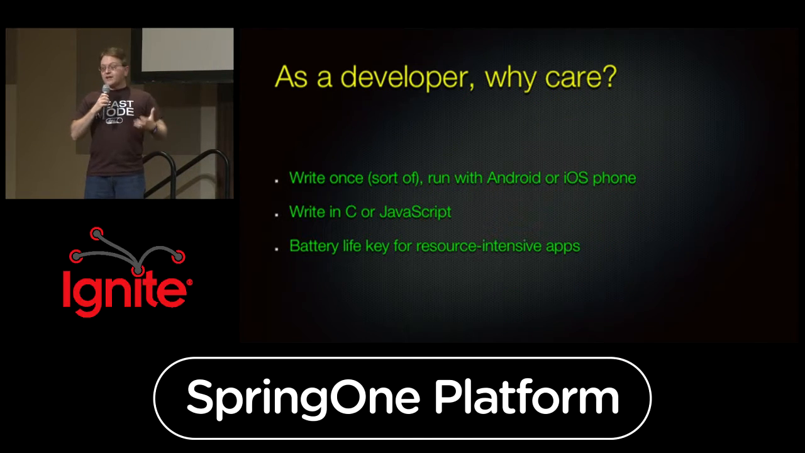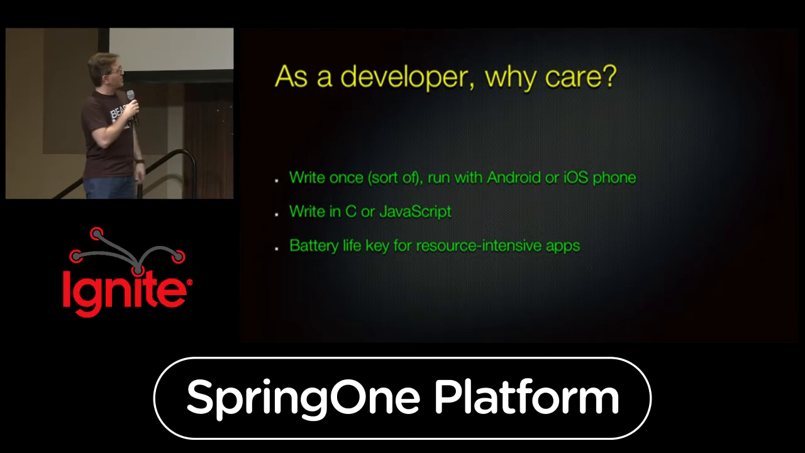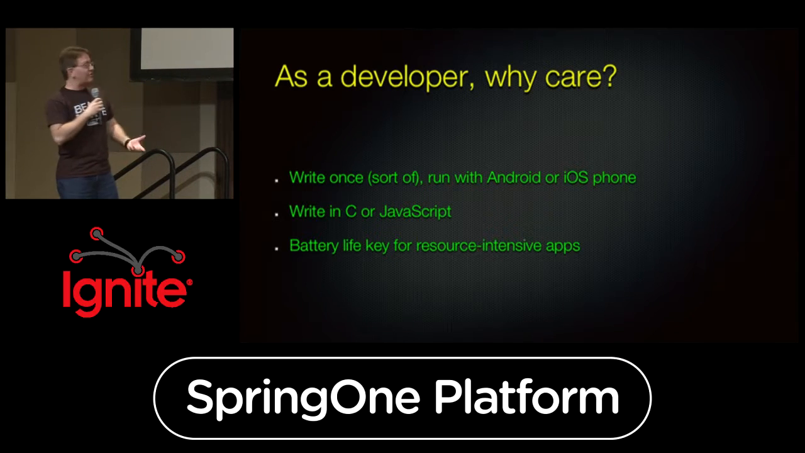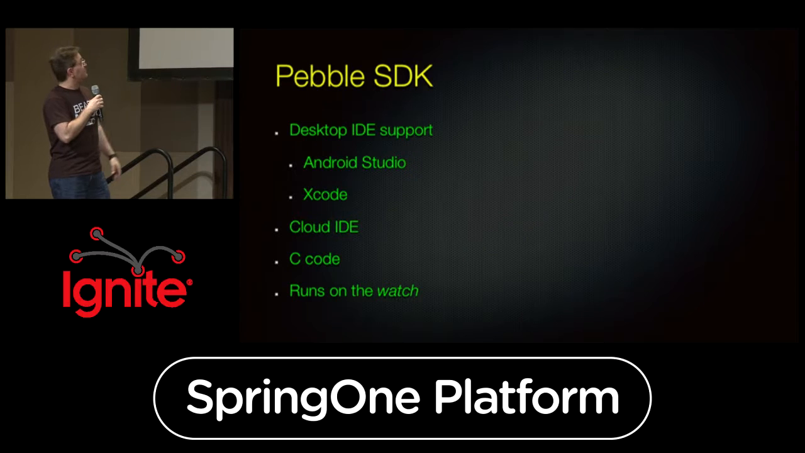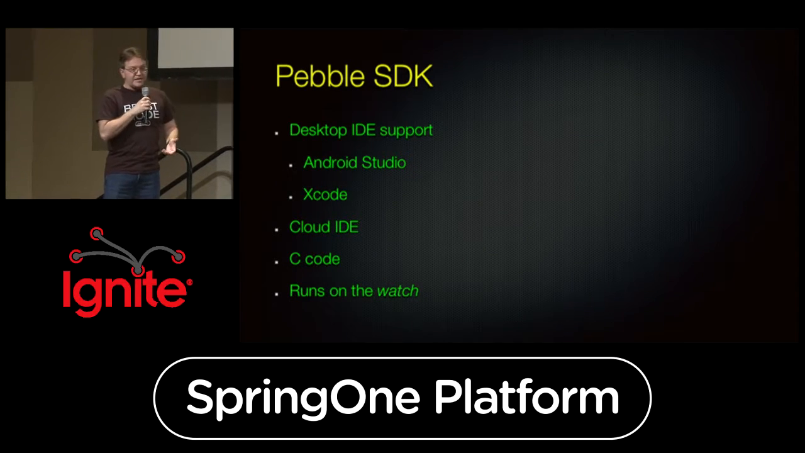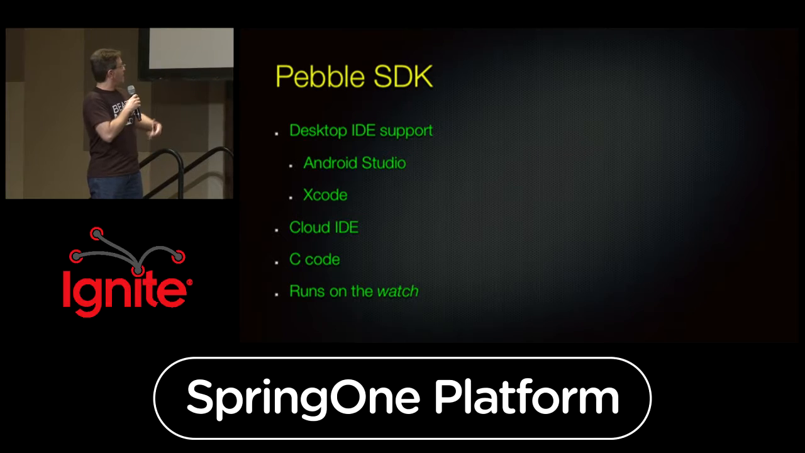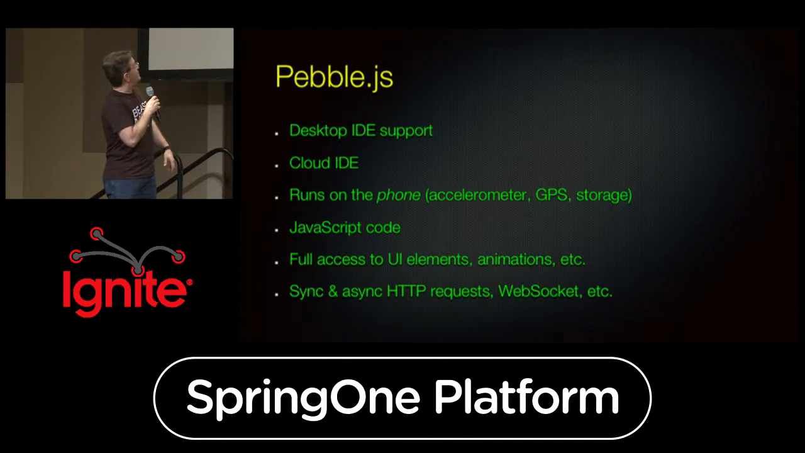So as a developer, why do I care? Well, you write once, sort of. It runs with Android or iOS phones. You can write in C or JavaScript, so your options are pretty good. And the battery life, again, is very key for resource-intensive apps. For the Pebble SDK, you can work with your desktop IDE, Android Studio or Xcode appropriately. You also have the option of a cloud IDE, and you can write in C, which runs on the watch directly for watch faces and things like that.